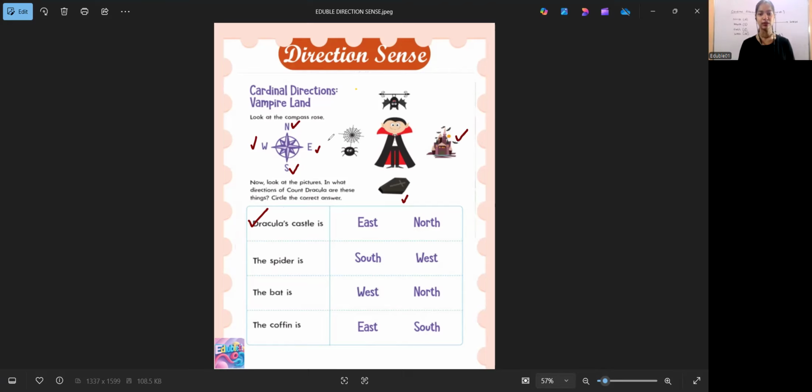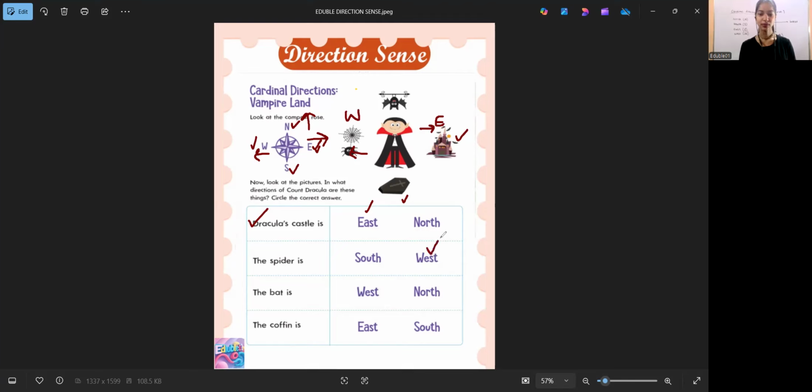As you can see in the compass, east is towards this side, right? And the north is towards up. Now, if you look towards east, we have our castle. So the castle is at east side, right, kids? So our answer is east. Now let's go towards the spider. Is the spider towards the south or towards the west? As you can see, the spider is at this side and we have west at this side. So the spider is at west side, right?